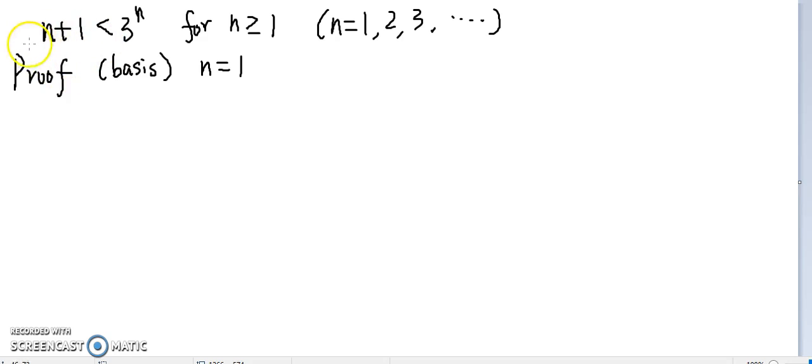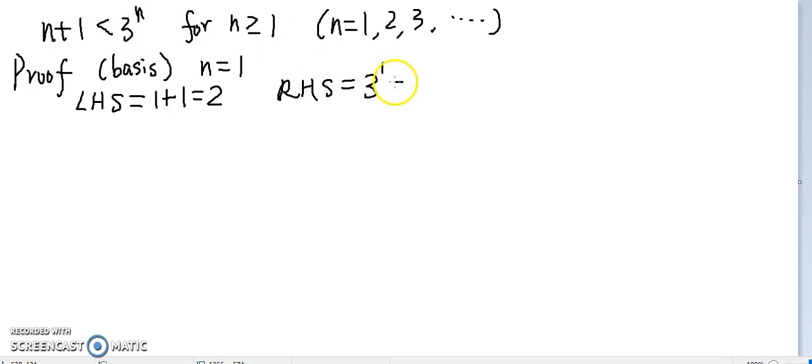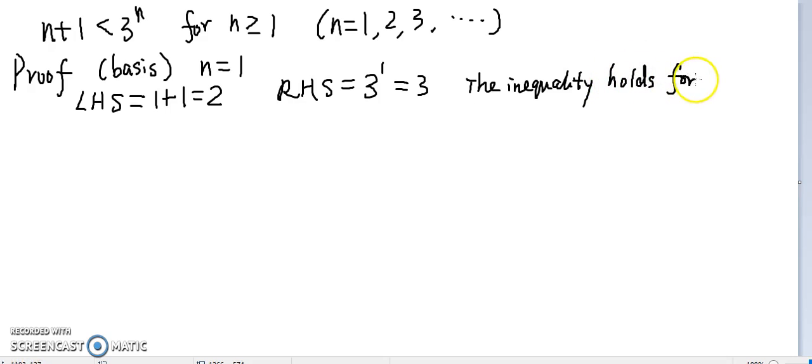Now let's check the inequality that we need to prove. The left-hand side, plug in 1 for n. So we get 1 plus 1, which is 2. In the right-hand side, we replace the nth power 3 to the n, replace n with 1. So we got 3. And apparently, 2 is less than 3. The left-hand side is less than the right-hand side. So we can say the inequality holds for n equal to 1.